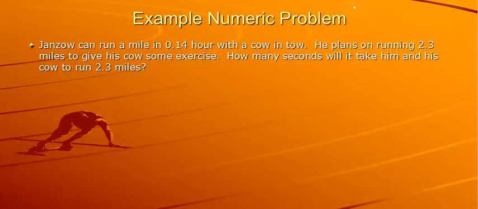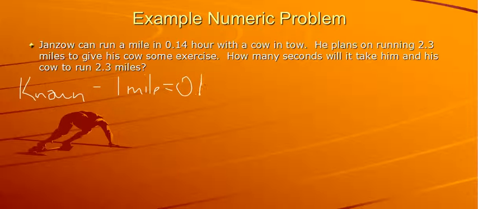Let's do the same thing in this problem. Knowns. Janzo can run a mile in 0.14 hours. So that's known. That's an equality. 1 mile is set equal to 0.14 hours. He plans on running 2.3 miles. That's a known. 2.3 miles. And then how many seconds? That's the unknown. Will it take him and his cow to run 2.3 miles?